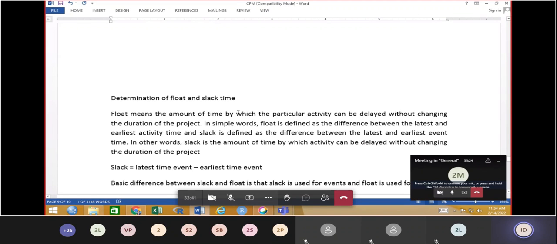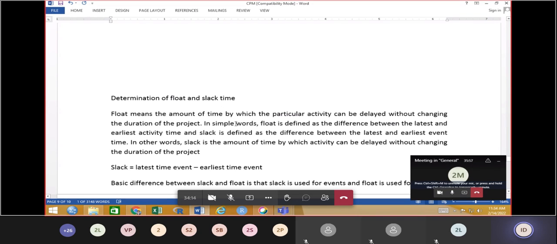Because in the formula, float and slack time are given. The float and slack time is the idle time of an activity and an event, right? Of a particular activity and an event. So float means the idle time, how many days the activity will be idle, how much time the activity will be on hold. So that is called float and slack time.